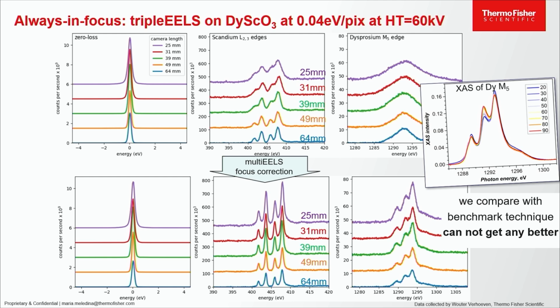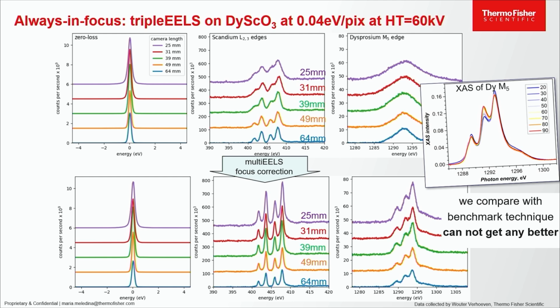And if you apply the always-in-focus, which includes several things that we do with it, you get a much better data set. The ZLP looks pretty much the same, but you can already see the big difference when you look at scandium, right? The splitting is very visible, and it looks pretty good at low camera lens and short camera lens. But the dysprosium improvement is really quite remarkable, right?